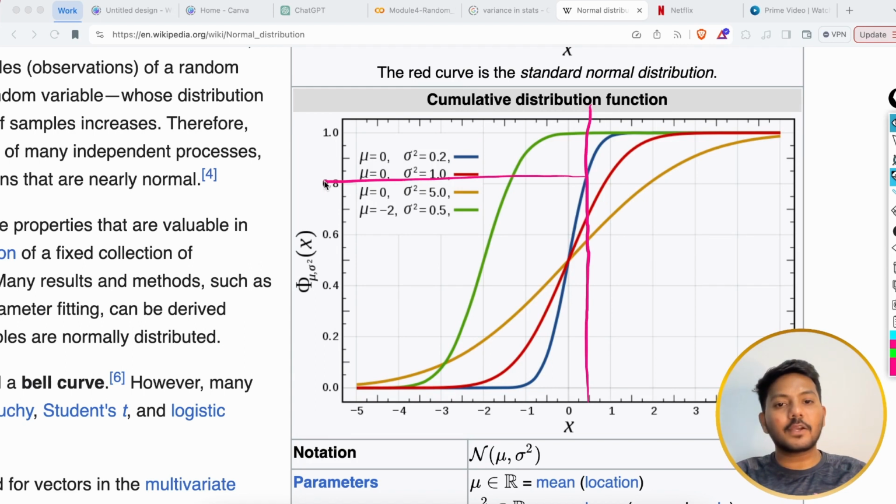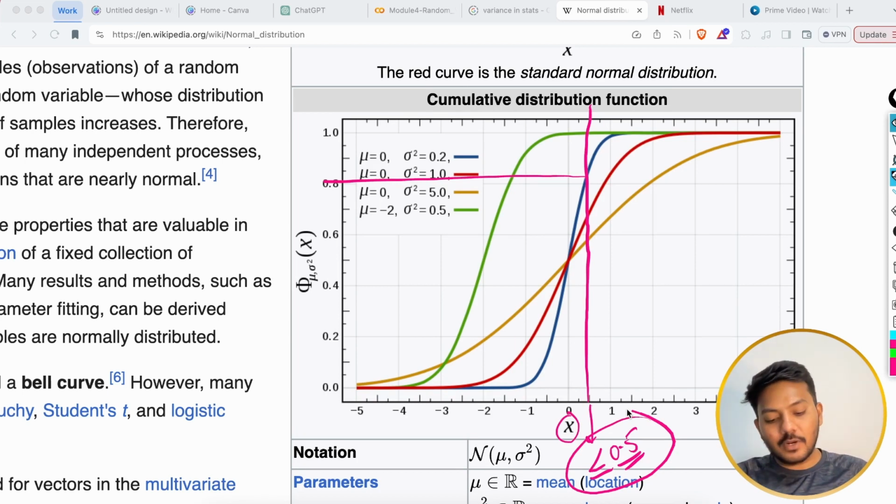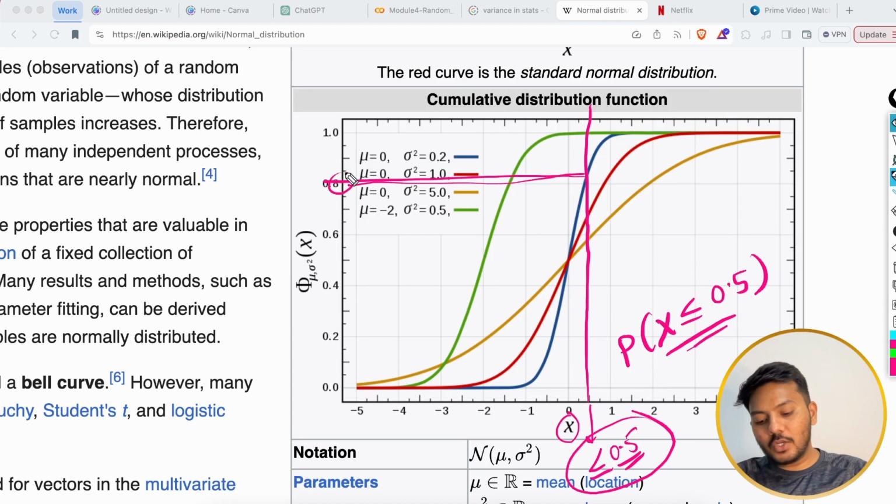What is the meaning of this CDF function? If my random variable x is 0.5, let's assume that, what is the probability of x being less than or equal to 0.5? That is what we have seen, right? What is the probability of having less than or equal to 2 heads when you toss 3 coins? Likewise, what is the probability of my random variable x being less than or equal to 0.5? That is basically this value, which is 0.8. And for another distribution, this is 0.7, something like that.